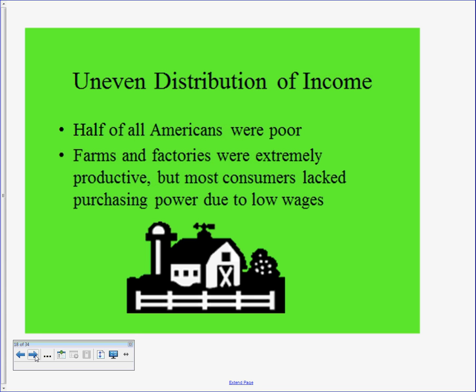So the first cause of the Depression, there are going to be four in addition to the one I just gave you. First one is an uneven distribution of income. We've seen this since the Progressive Era or even the Gilded Age. Most Americans were considered poor. They were below what was known as the poverty line, which today is right around $15,000. So think of about half of our country making less than $15,000 a year.